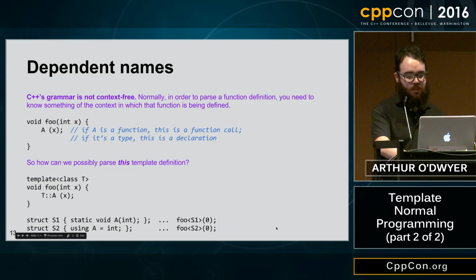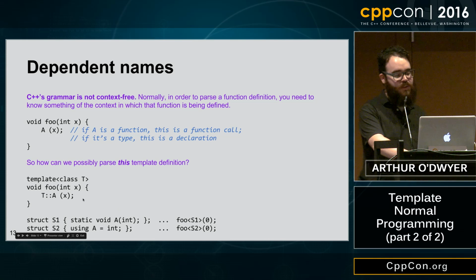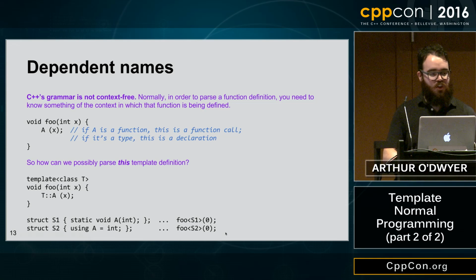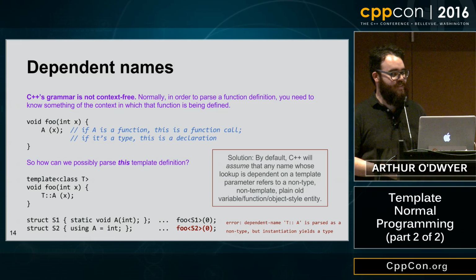So how can this possibly work? How can I have this function template, and I instantiate it with S1, where A is a function, then this should be a function call to S1::A. And in this case, foo of S2, well, this should be a declaration of an int. How can we possibly make this work? The answer is we can't.